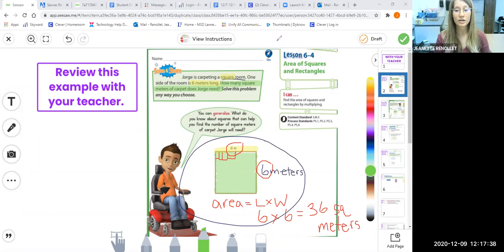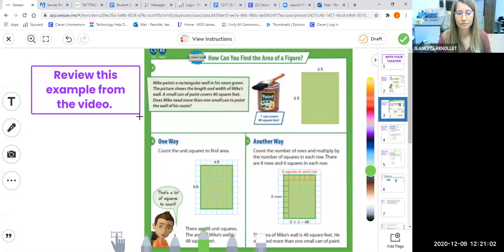Check that you have 36 square meters recorded, just like Mrs. Rinalé. If I write it, you write it when we do a lesson together. On slide 3, we have an example page that you can go back to and look at. This is from the video that we watched earlier. Mike was painting a room in his house.